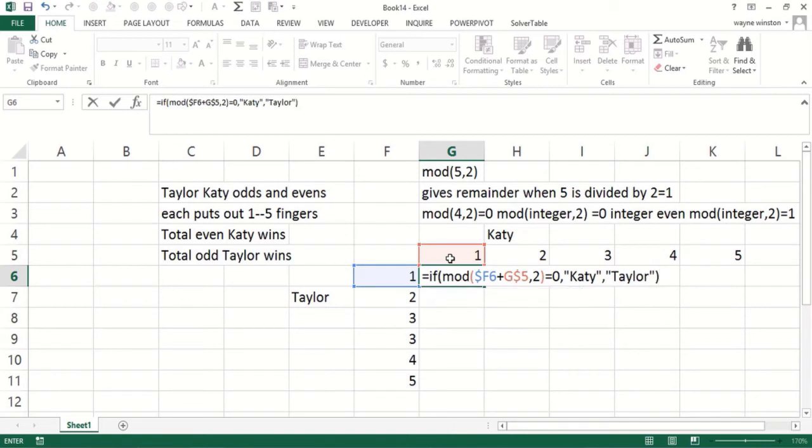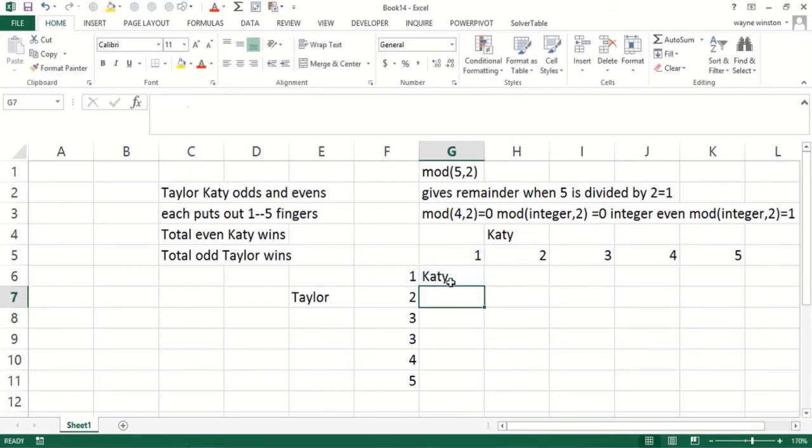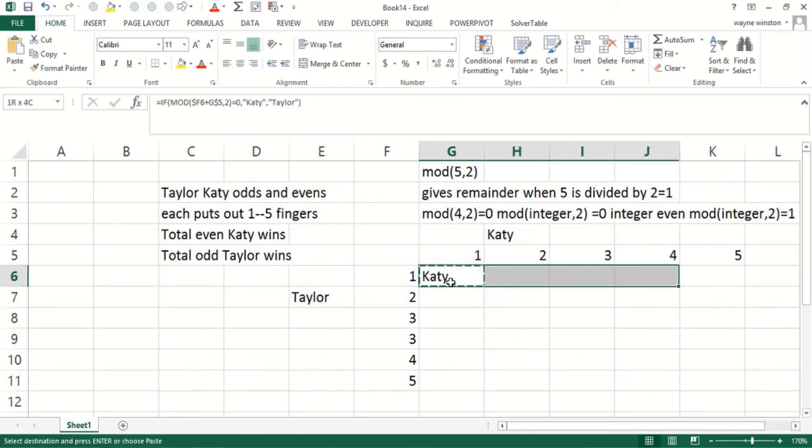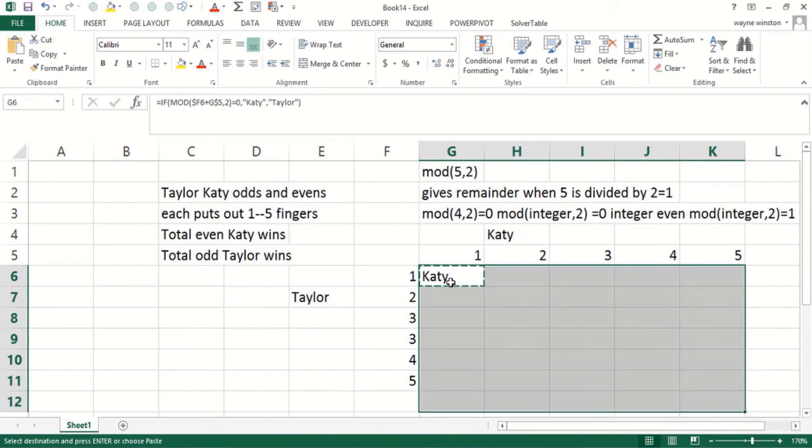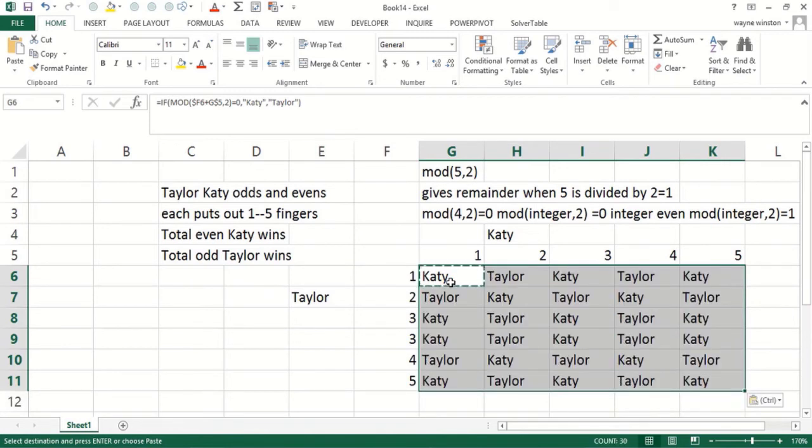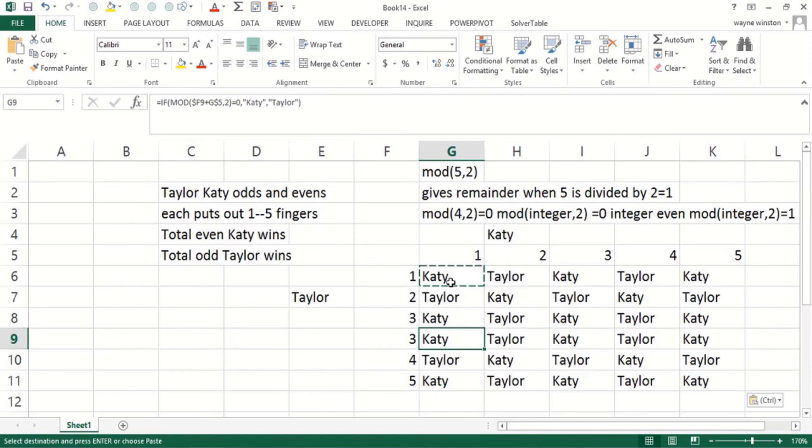So again, to go through that, take the number of fingers Taylor puts out plus Katy, divide it by 2. If the remainder is 0, it was even, I should put the word Katy there. Otherwise, I should put the word Taylor there. So this should say Katy if I've done this right. And it does. Now I can copy this, Control C, and then Control V, and it alternates Taylor, Katy, and that's exactly what we want. If the total is even, Katy wins. If the total is odd, Taylor wins.